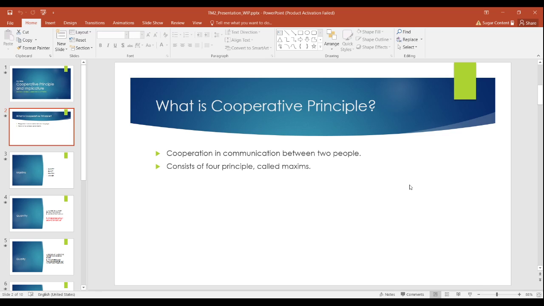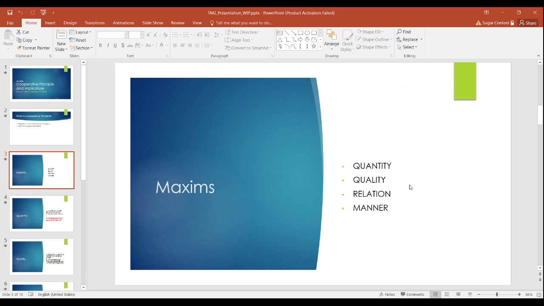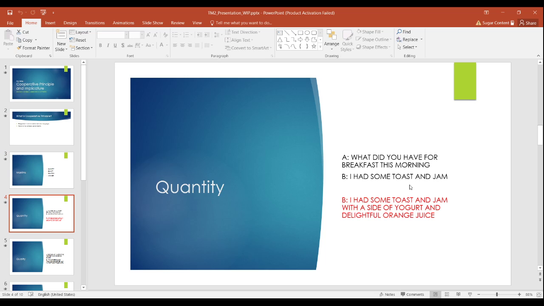Grice formulated the principle of cooperation that underlies conversation. There are four of those, also called maxims of cooperation. There are maxims of quantity, quality, relation, and manner. We'll begin with the maxim of quantity. For the maxim of quantity, we have to be as informative as required. No more, no less. That means no extra information and no less information. Just a balanced amount, essentially.